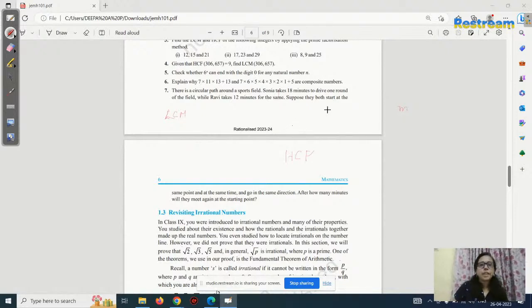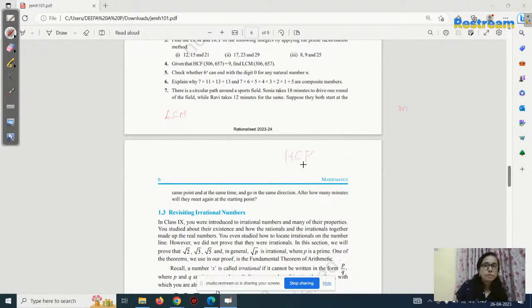That is a shortcut. Now you can see that in this question itself, one circular path is there, and 18 minutes and 12 minutes. Here Sonia takes 18 minutes. One girl is rotating the circular path in 18 minutes. Another boy, that is Ravi, takes 12 minutes for the same. Ravi actually runs fast, right? Within 12 minutes he reaches the destination point. But Sonia takes 18 minutes. Then can they meet at 12 minutes?